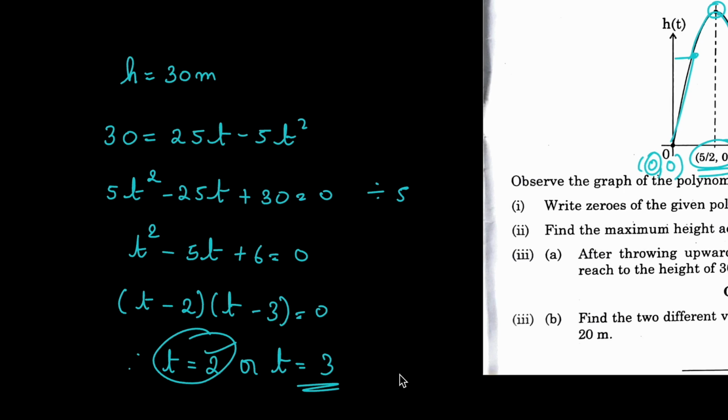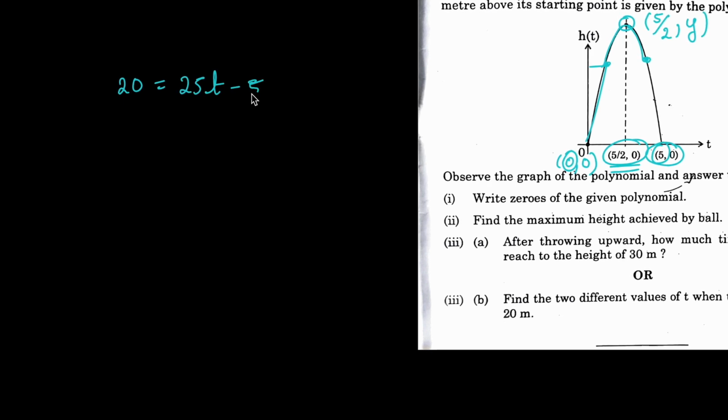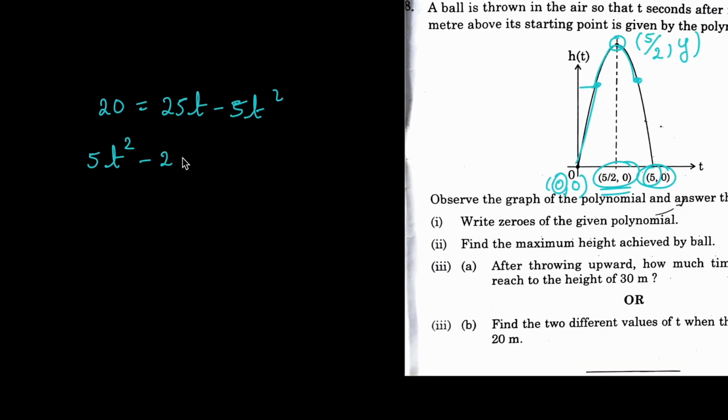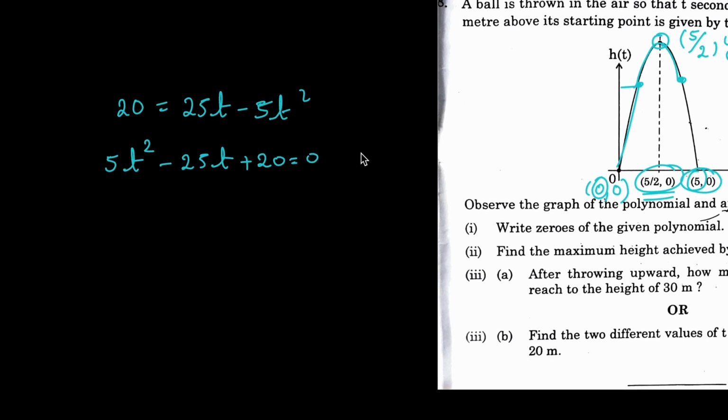Now third B. Find the two different values of t when the height of the ball was 20 meters. Now h is given as 20 and it goes exactly the same way. So we get 20 equal to 25t minus 5t square. Getting it to standard form: 5t square minus 25t plus 20 equal to 0.